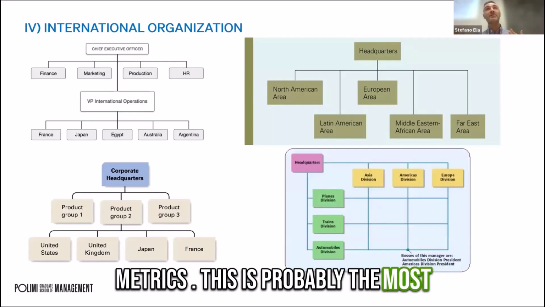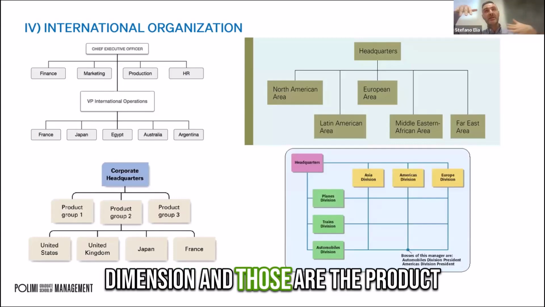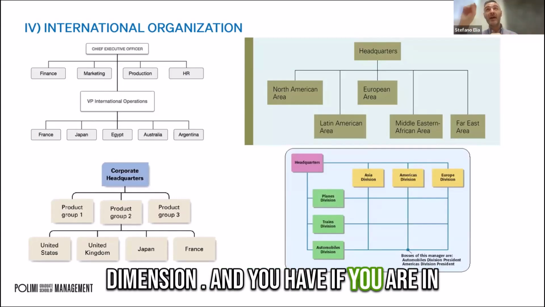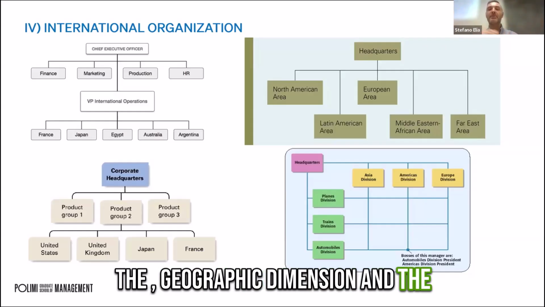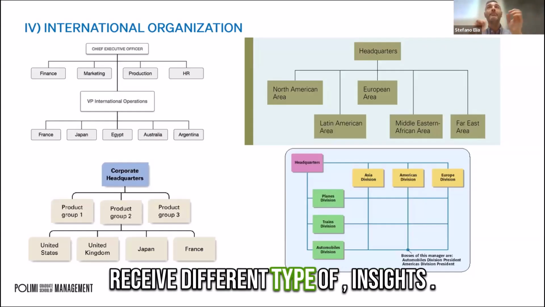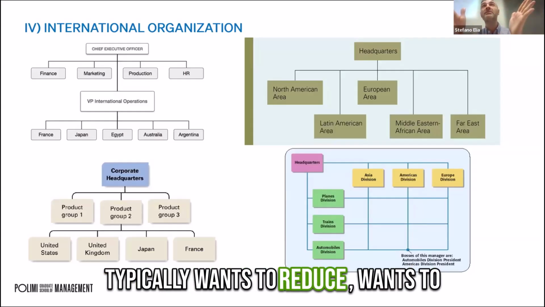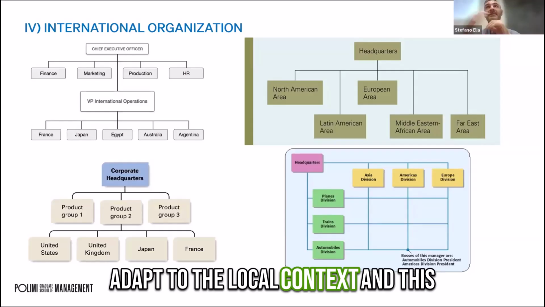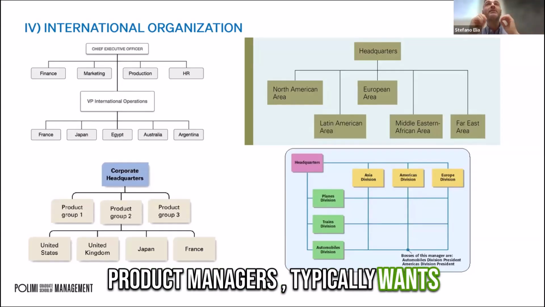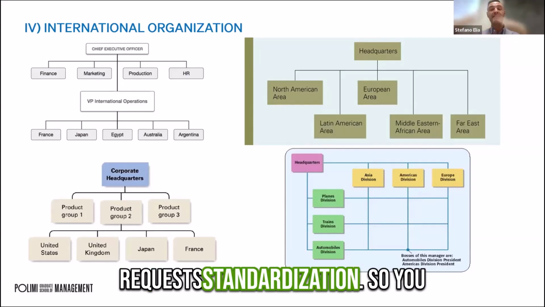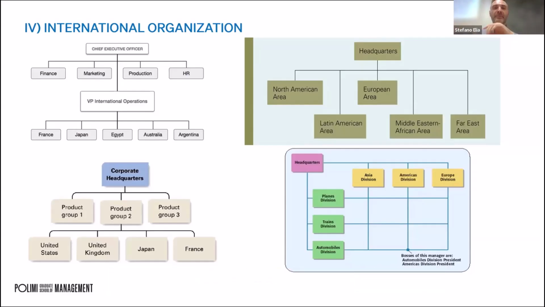This is probably the most complex type of organization where you have both the geographic dimension and also the product dimension. And if you are in the middle, for instance, between the geographic dimension and the product dimension, you might receive different types of input. For instance, the country manager typically wants to adapt to the local context, and this implies spending money, while the product manager typically wants to reduce the cost, and this requires standardization. So you have to balance these two different types of requests.